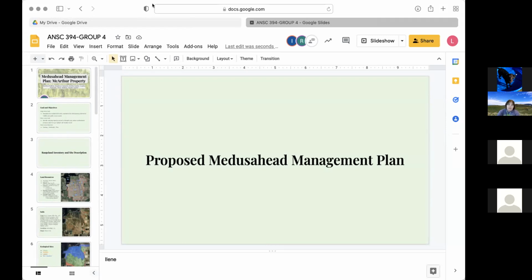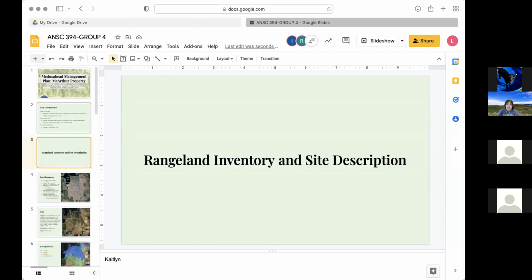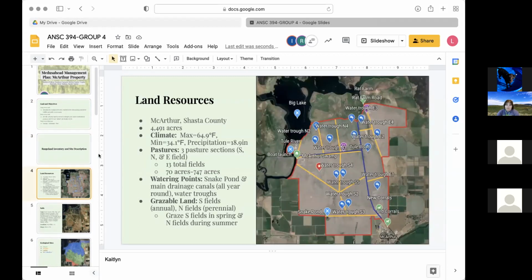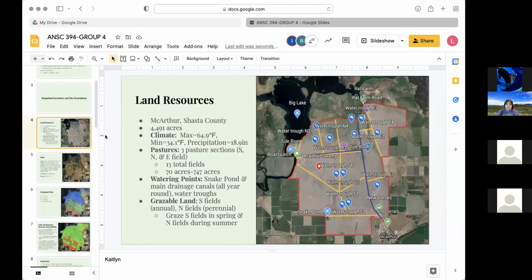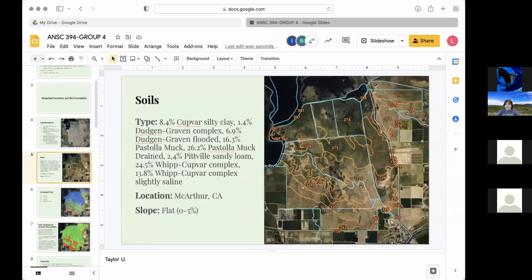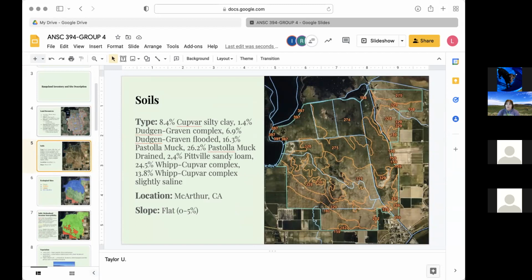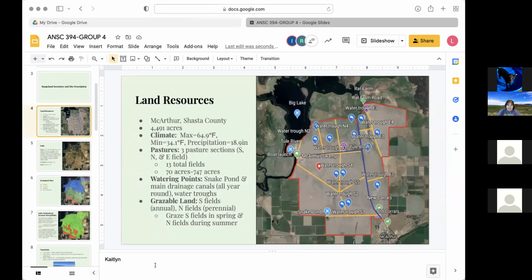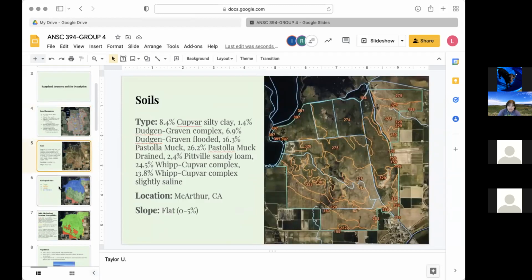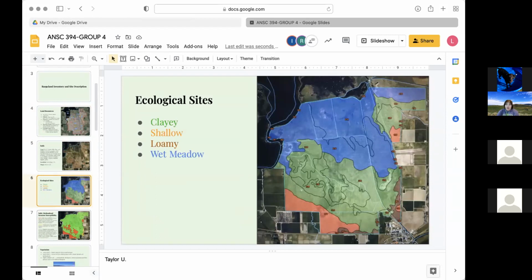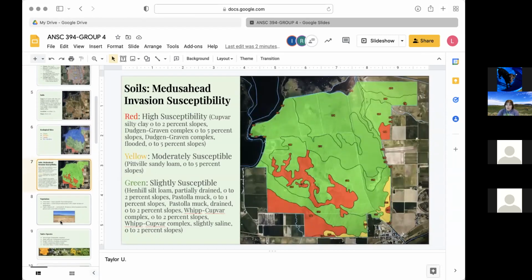So I would definitely keep the title slide, the Medusa Head Management Plan. I think keeping the goals and objectives is a good idea. And then for the next slide, maybe keep the land resources and use that as an overview of the property. Some of these other slides are probably going to be really useful, right? Are you going to talk about the influence of soil on herbicide effectiveness? That's where you could pull information from that soil slide and bring it into your presentation.